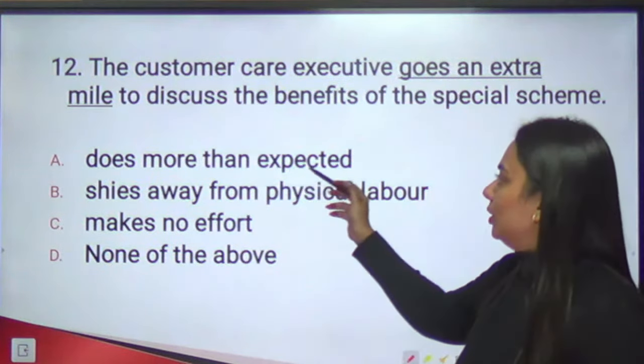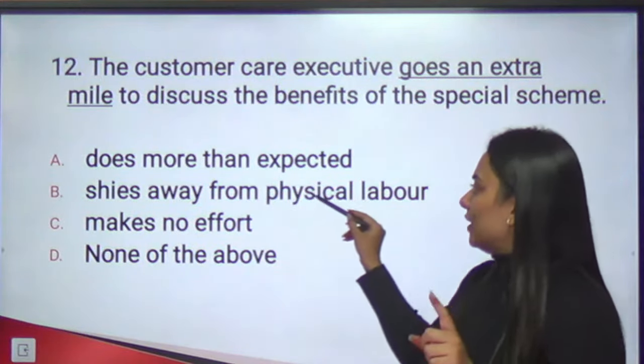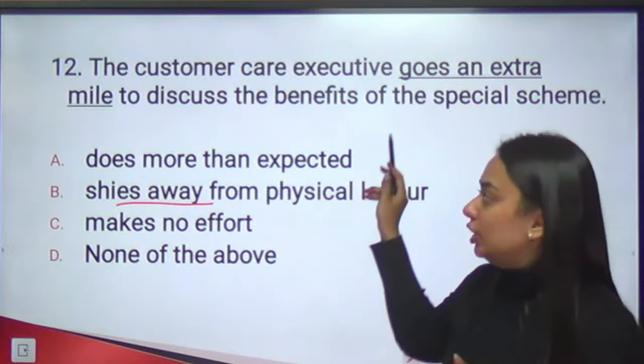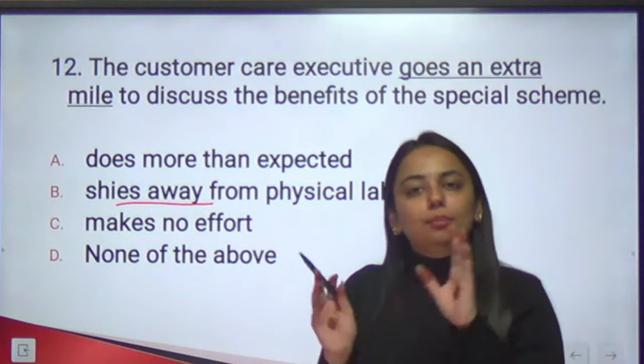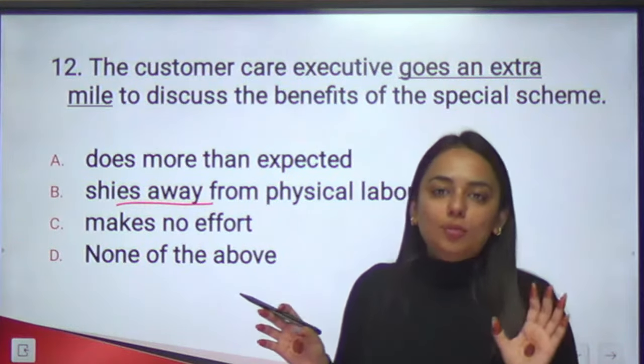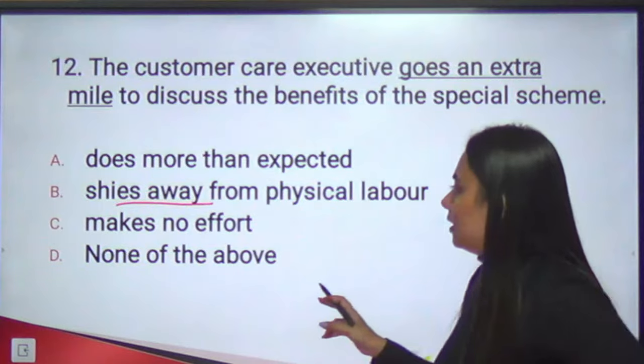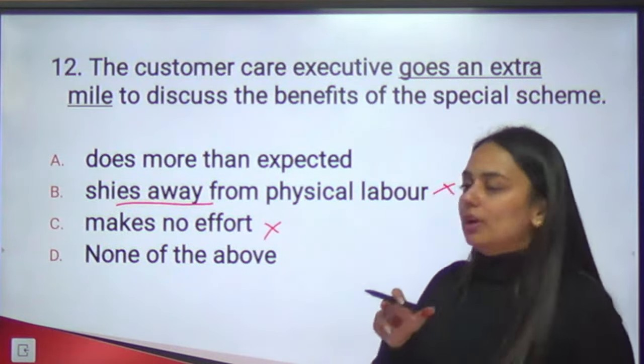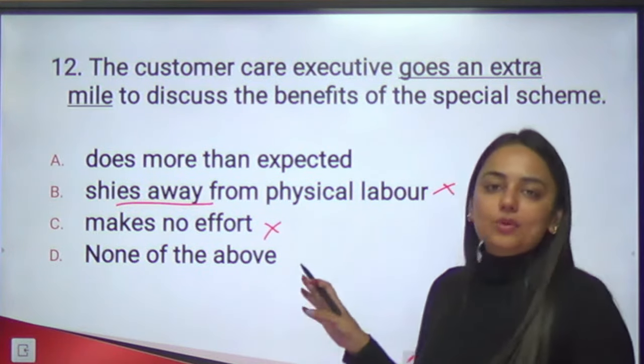Is it does more than expected? Shies away from physical labor. Shies away तो नहीं होगा. It has a negative connotation. Going an extra mile, be it literally or be it in the form of idiom, is a positive phrase. Makes no effort, again negative. तो जो negatives हैं आप उनको eliminate कर सकते हो. None of the above is the last choice.